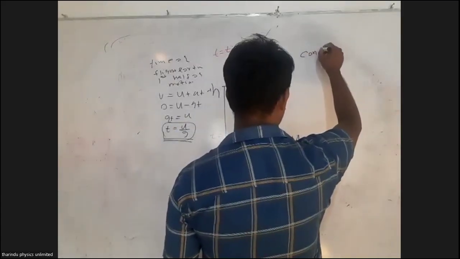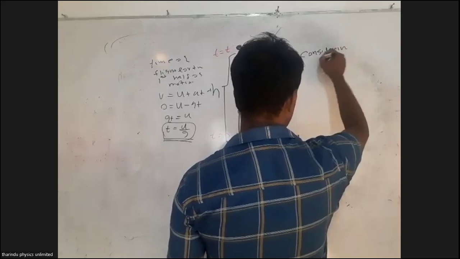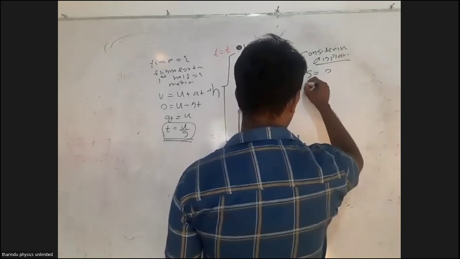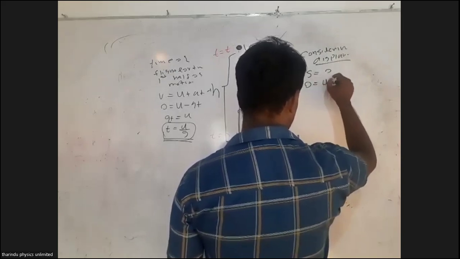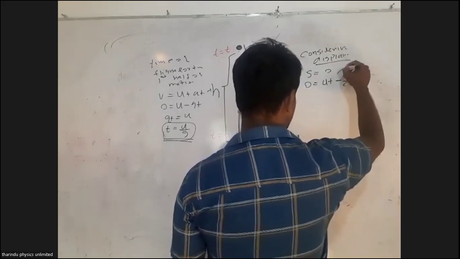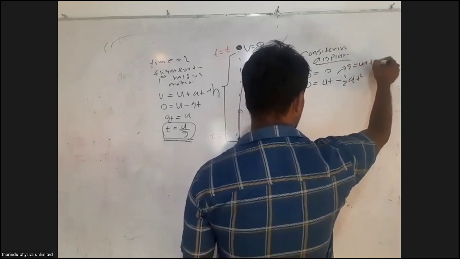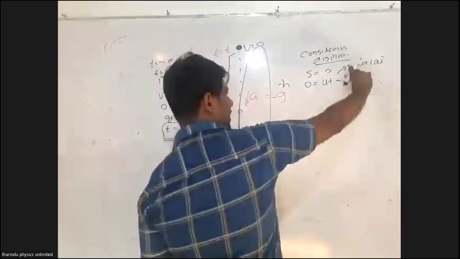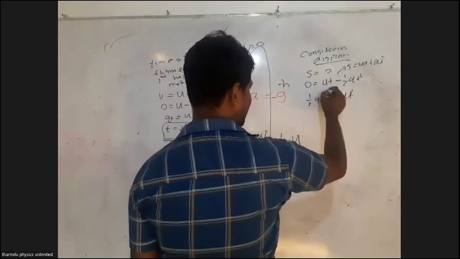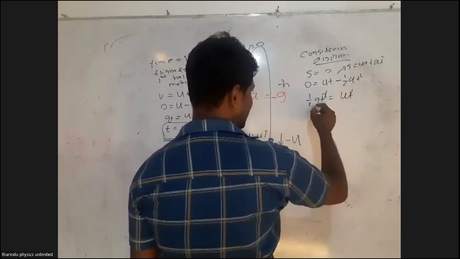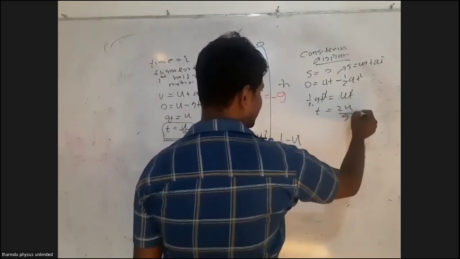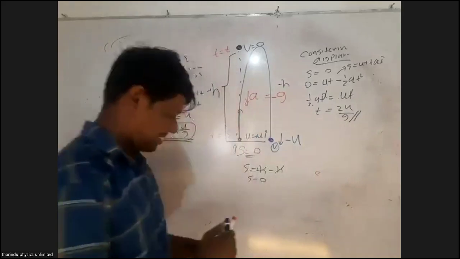Okay, now write, considering displacement. There are two ways to find out. S equals 0, so 0 equals ut minus half gt squared. That means I just apply S equals ut plus half at squared. So half gt squared equals ut. T and T cancel off, only one T remaining. T will be 2 times U over G. This is your answer.